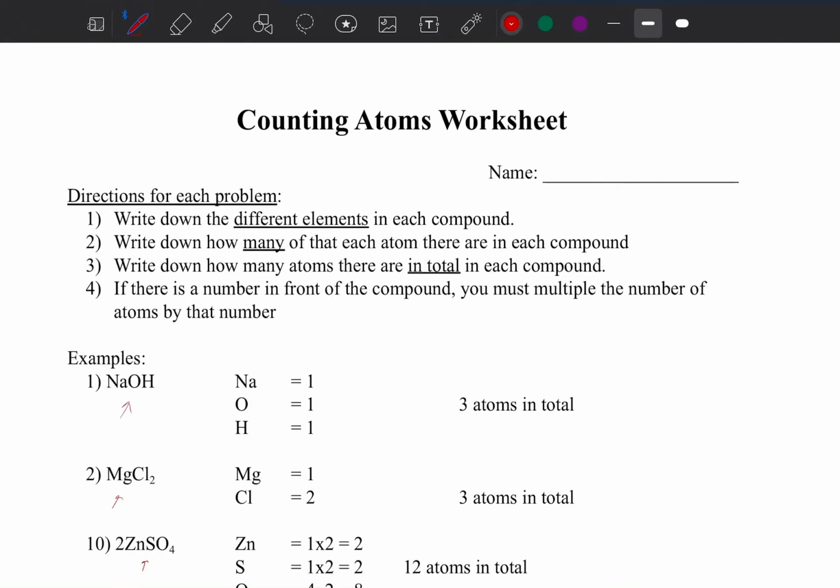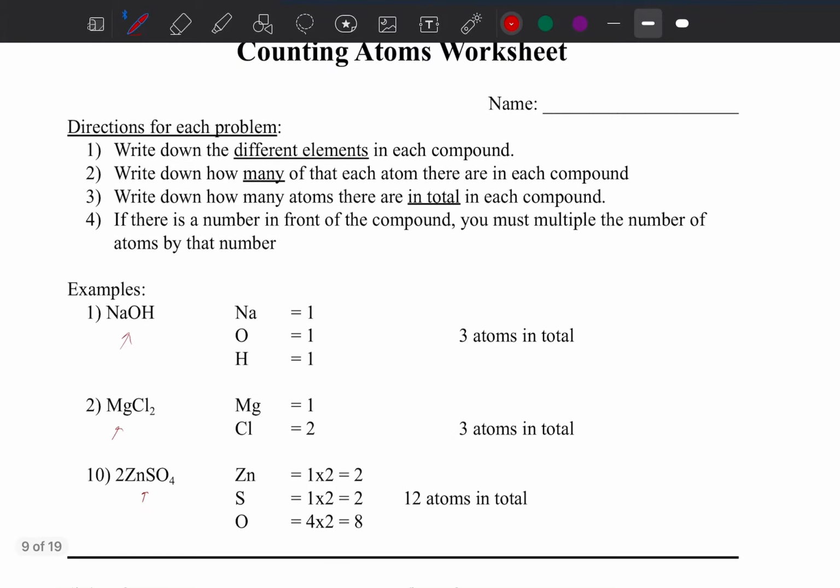Counting atoms worksheet. So in this case, what we're going to do is differentiate between three different kinds of molecules, and we're going to determine how many atoms are present and how many of each there are. I'm going to use three different examples. The first example is going to be a very basic one, NaOH.